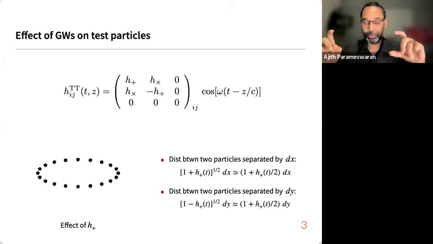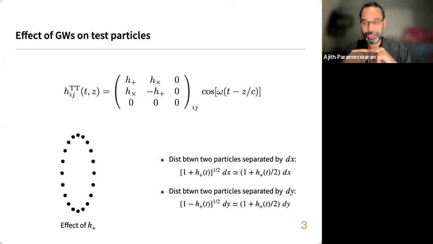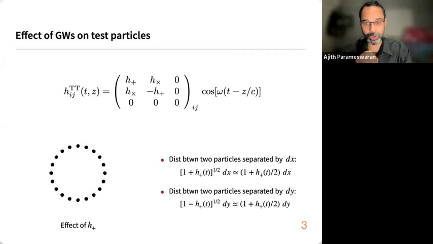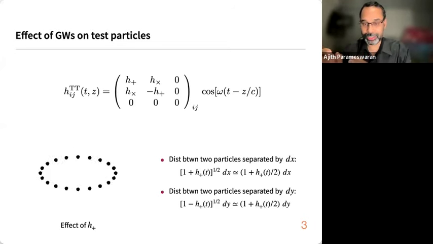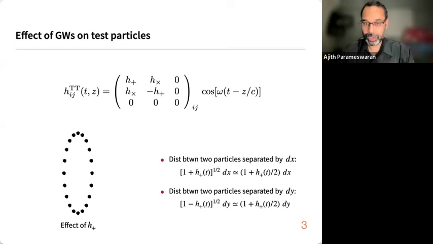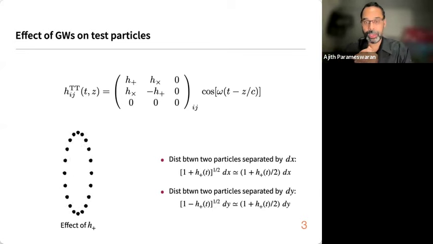And then if you were to compute the proper distance between the two points, it would become the square root of 1 plus h plus. Because it's a weak perturbation, one could write this as 1 plus h plus by 2. So the gravitational wave perturbation would basically add a small increment to the proper distance between two points. Originally it was dx, now the proper distance between two points that were originally separated by a distance of dx will be changed to (1 plus h plus by 2) times dx.